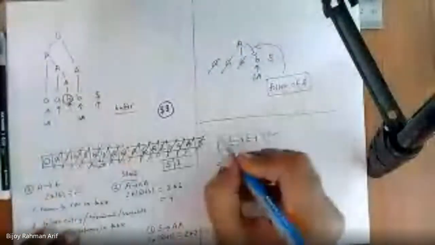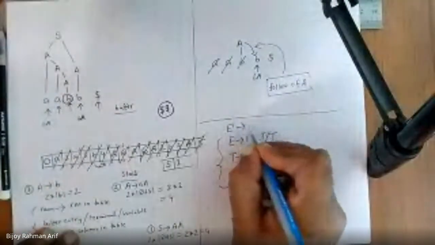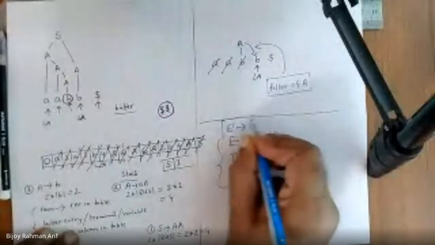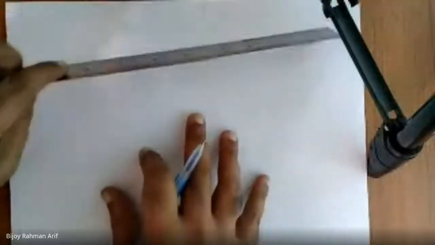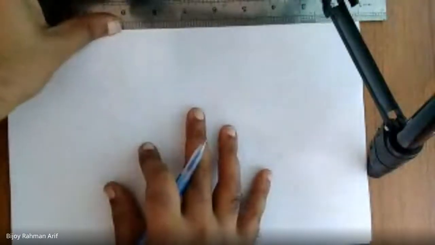So we are going to add a product which is nothing but the augmented product. E dash derives E. So this is my augmented product. Now we should start our journey. What is the first case?